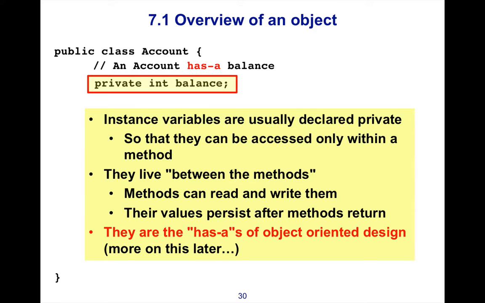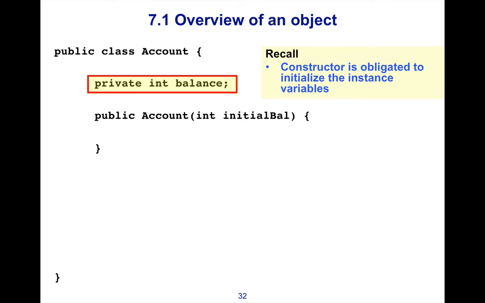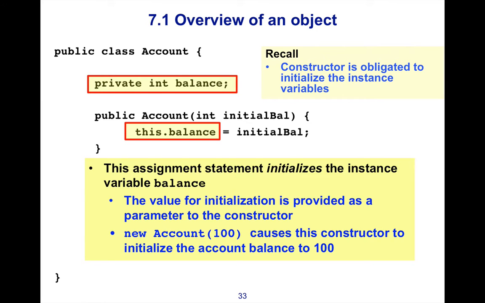Okay, so remember the constructor is supposed to initialize the instance variables, and so let's fill out our constructor here. Now that we have the instance variable balance, we'll set the balance equal to the initial balance provided to the account constructor when the account is created. We'll see more about how this is created shortly. So this assignment statement that we see here initializes the instance variable balance.